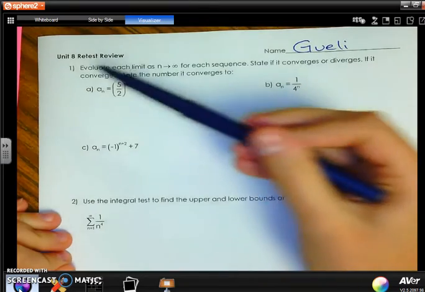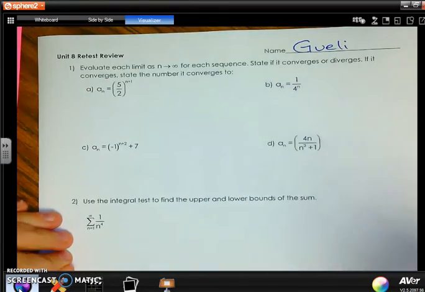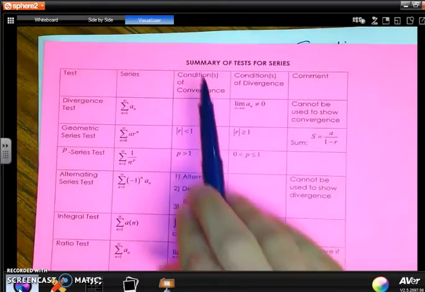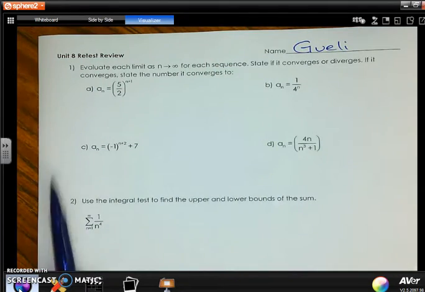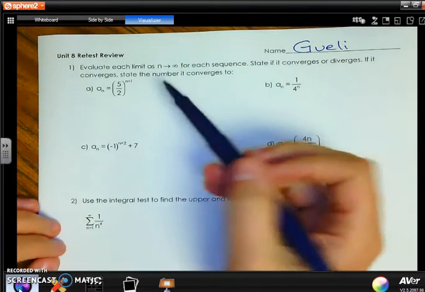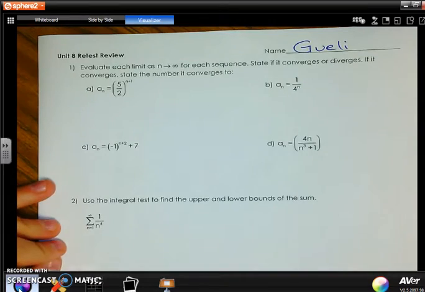Now, that means that for this number 1, you're not going to be able to use this pink sheet, because look, it's a summary of test 4 series. These are not series. So all you're doing is evaluating the limit as n approaches infinity.